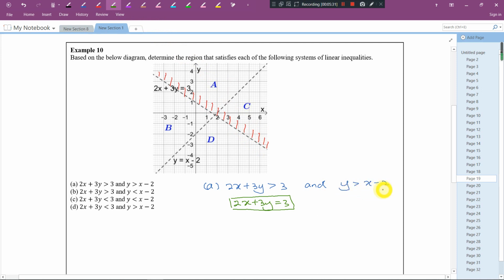Y is greater than x minus 2. So we have to look at this line. Y is equal to x minus 2 will be this straight line. It's greater than on the top here. Above this straight line.